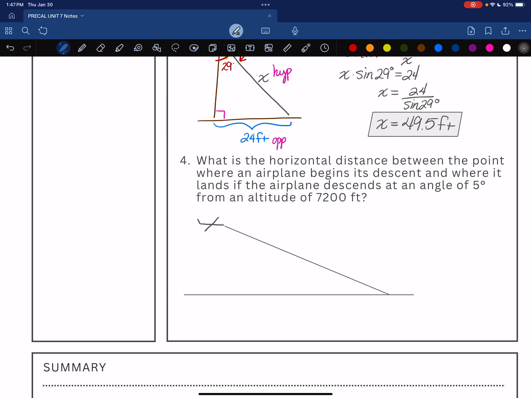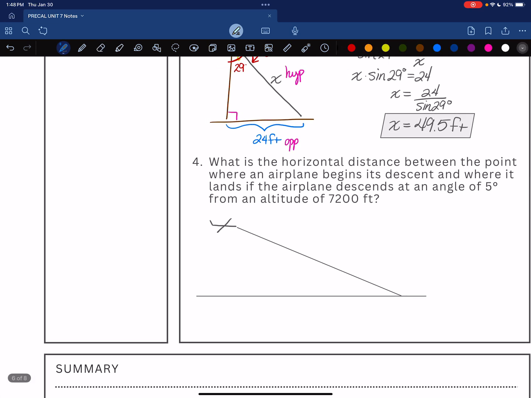Okay, so sketch up. Okay, the point where it lands. This is what we're trying to find, that distance right there. Oh, no. We're not finding that. We're not saying how long. It's the horizontal distance. So we're talking about, drop a perpendicular right here. We're talking about this distance right here. What is that horizontal distance?